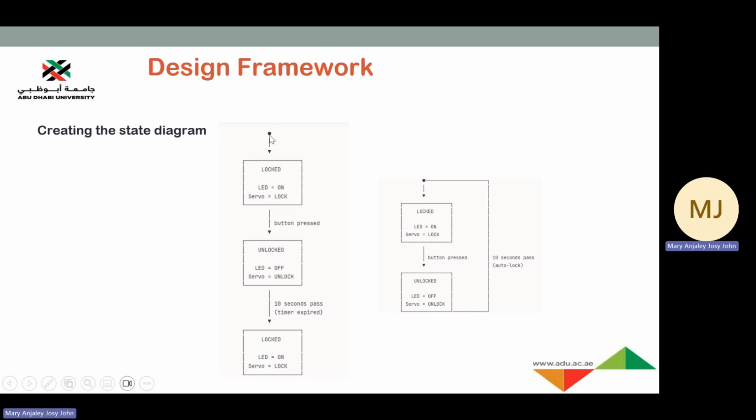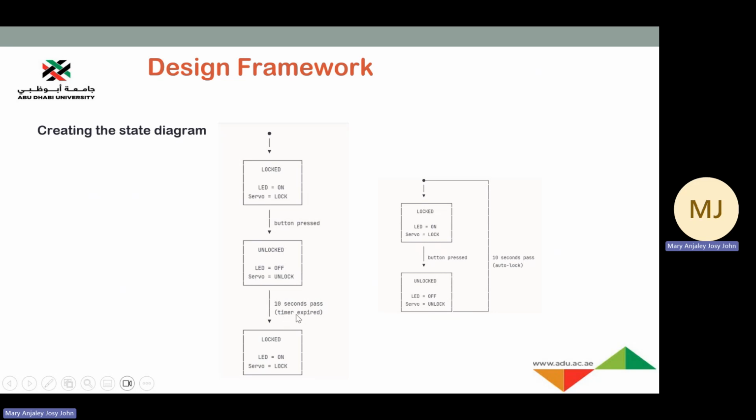So how do you write the state diagram? You will start with the initial state, that's the dot, and then mark it like a circle. You say this is the status, and what are the conditions in that? The two output devices, LED on, server lock. Now this is the trigger, the reason for the transition. It goes to the unlocked state, and these are the conditions of the two output devices. You cannot write the input here. You have to write about the outputs.